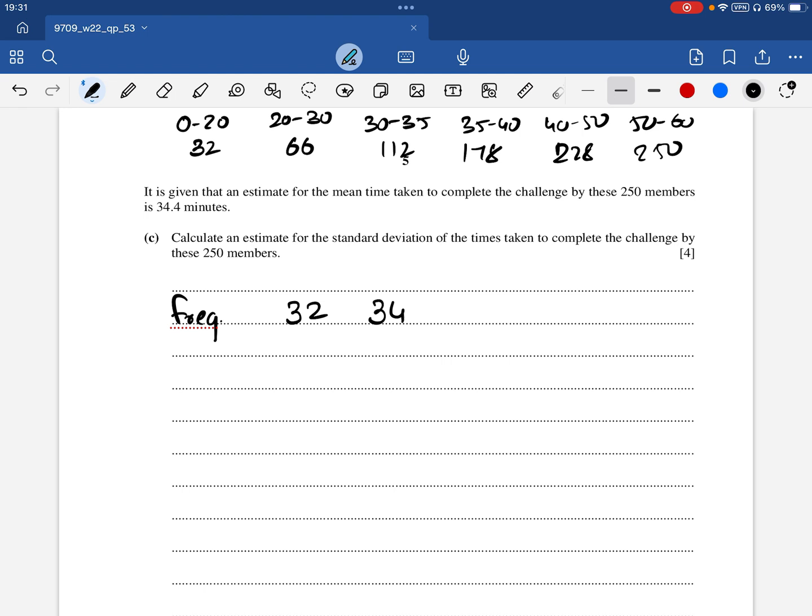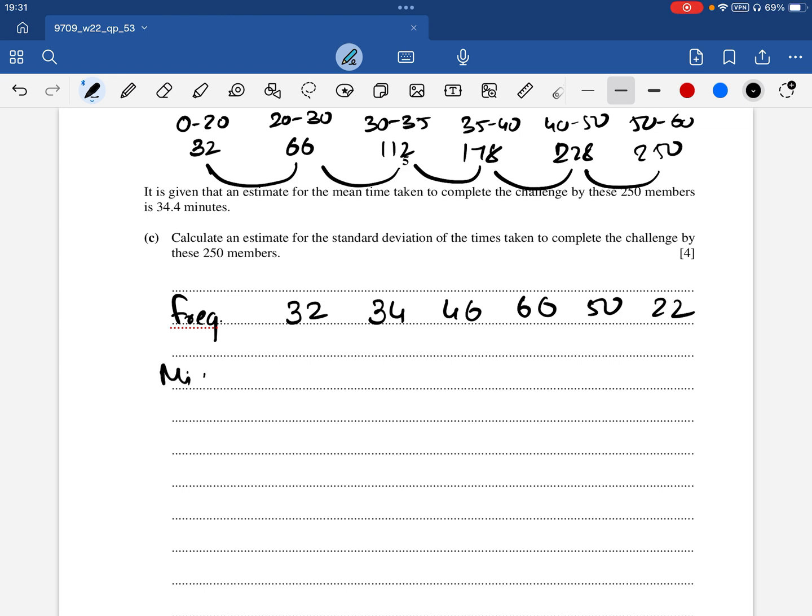So I am going to find the frequencies. 66 minus 32 is 34, 112 minus 66 is going to be 46. Then 178 minus 112 is going to be 66. 228 minus 178 is 50, and 250 minus 228 is 22.